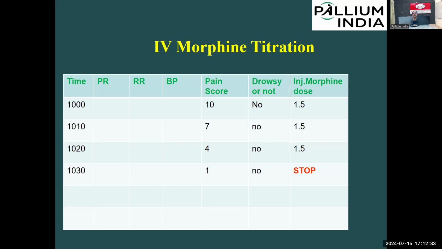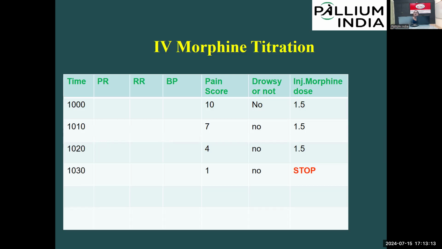Now the pain score in this patient has come down to 4 on 10. The patient is still not drowsy. So another dose, 1 ml of injection morphine, is given to the patient. Wait for another 10 minutes, and by 10:30, reassess the vitals. Now the pain score has come down to 1. Still the patient is not drowsy. So the pain relief has become satisfactory now. That is the endpoint of the morphine titration in this patient, so we are stopping the titration here.